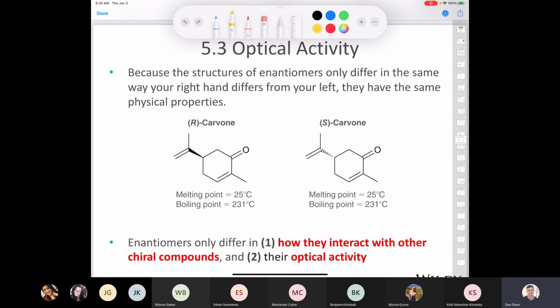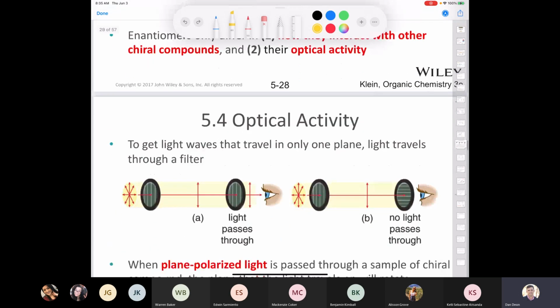So enantiomers only differ in how they're going to interact with other chiral compounds, which is not really discussed in our level organic chemistry textbook. If you decide to take organic chemistry for chemistry majors, that's covered in that class a little bit. But we are going to talk about their optical activity, what optical activity is. And there's a really cool way that we can differentiate between enantiomers. Let me show you what it is.